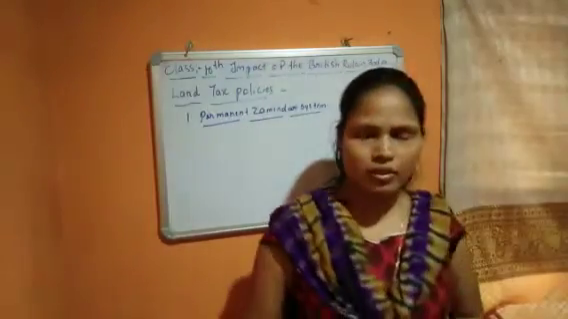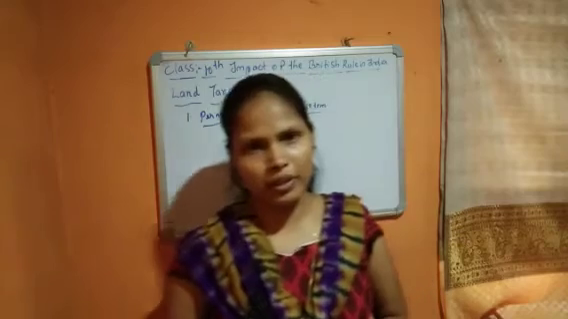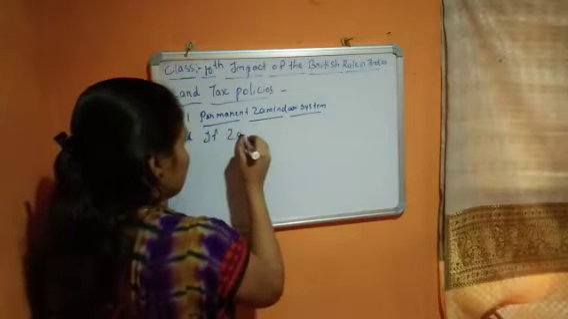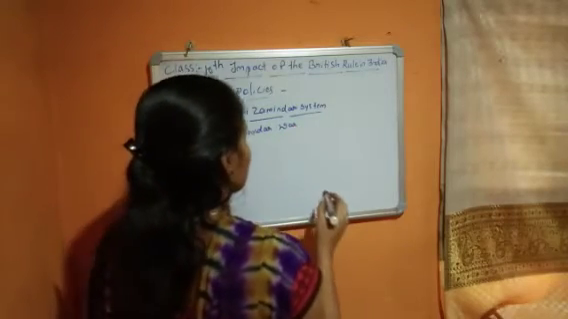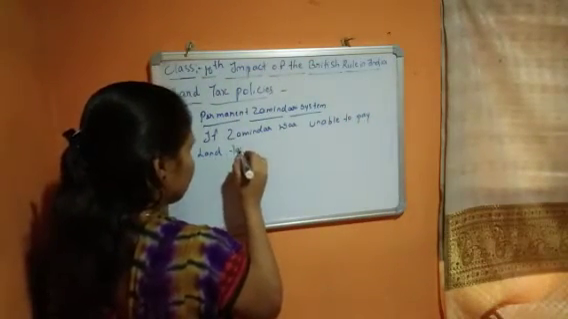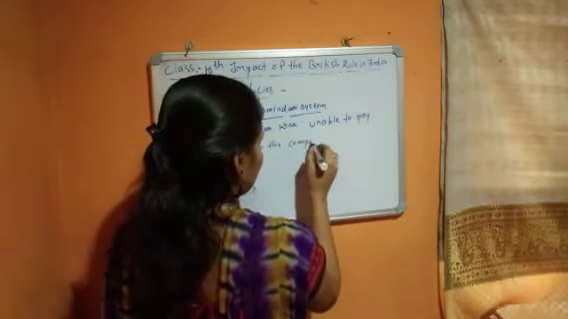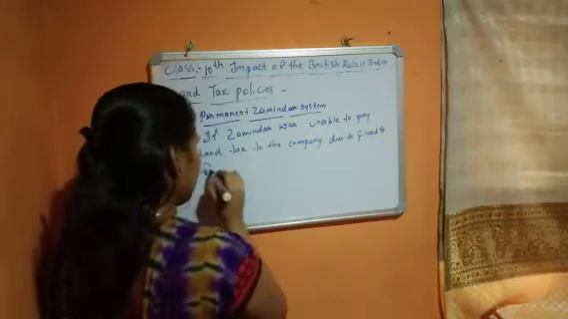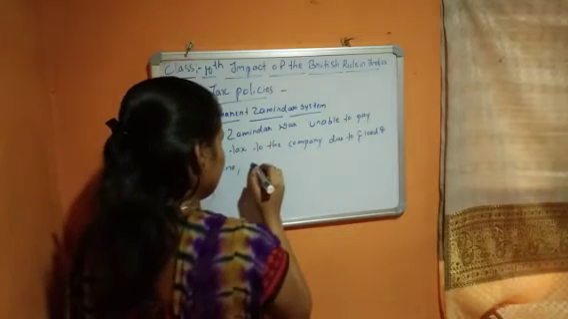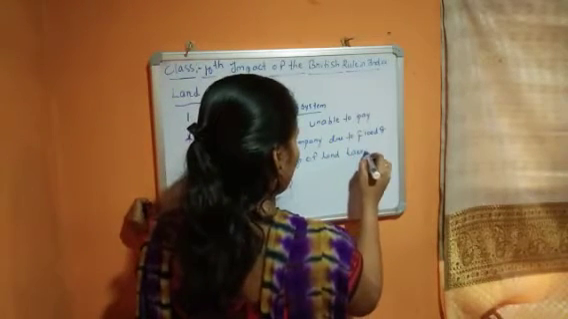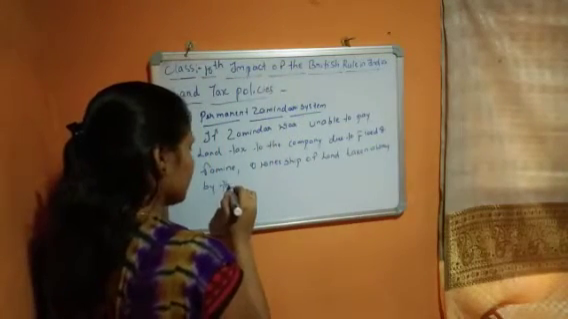Next, if the zamindar was unable to pay land tax to the company due to famine or floods, then the ownership of land was taken away by the company.